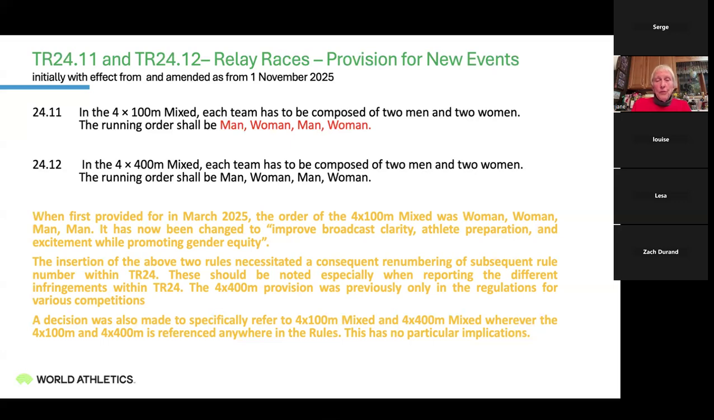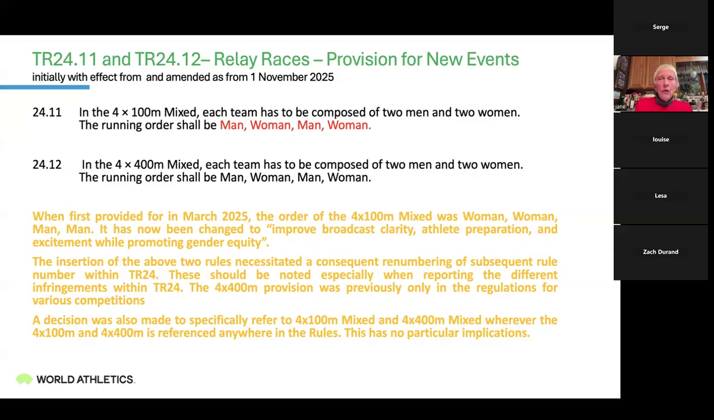The 4x4 provision was previously only in the regulations for the various competitions. A decision was also made to specifically refer to 4x1 mixed and 4x4 mixed wherever the 4x1 and the 4x400 meter is referred to anywhere in the rules. And this has no particular implications.